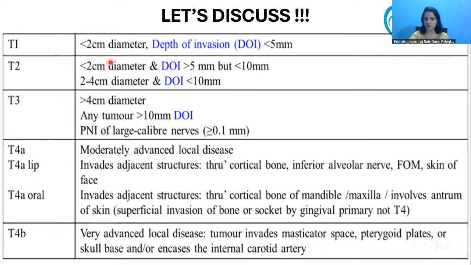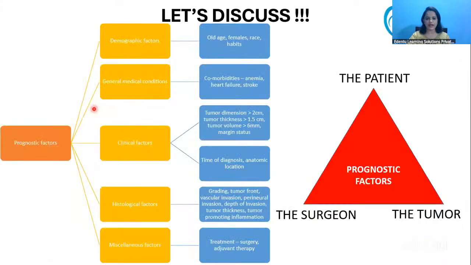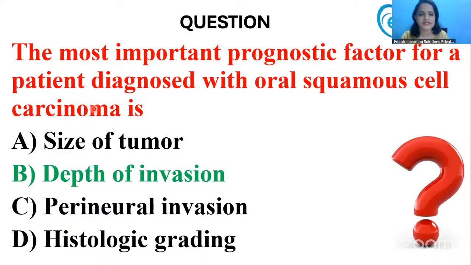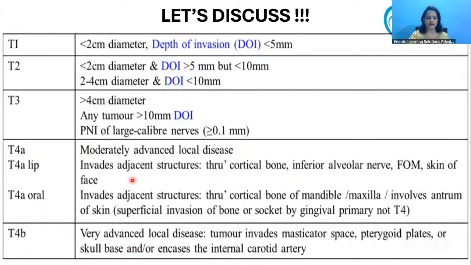As you can see, along with the size of the tumor, they included another parameter called depth of invasion, because that highlights how much depth of invasion influences the prognosis of a tumor. So that's why they included depth of invasion under the primary size of the tumor. The most important prognostic factor for a patient diagnosed with oral squamous cell carcinoma, out of these four, is depth of invasion. Okay, I hope it's clear for you guys.